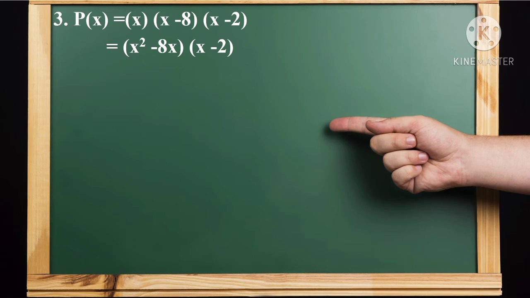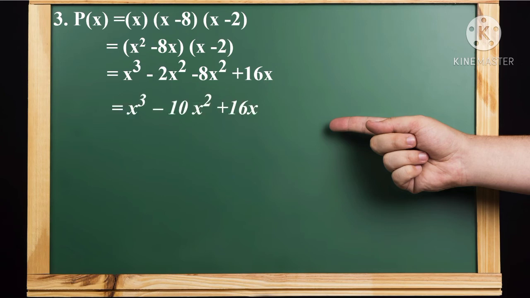So again, through FOIL method, we can get x cubed minus 2x squared minus 8x squared plus 16x. Now, to combine like terms, negative 2x squared minus 8x squared, we can get negative 10x squared. So we will have now x cubed minus 10x squared plus 16x. This is considered already a standard form since the exponents of the given polynomial function are in decreasing powers.